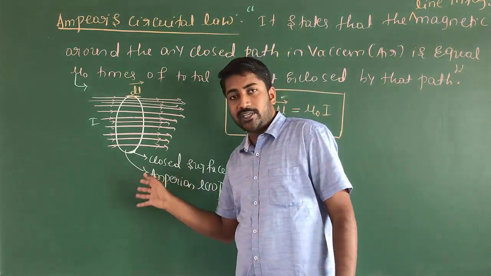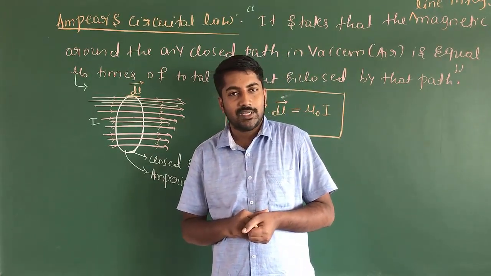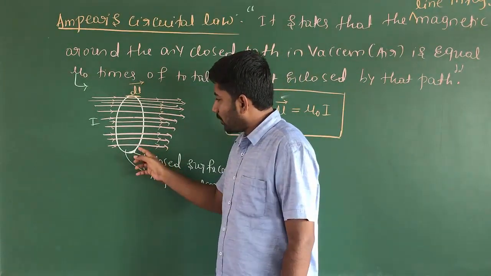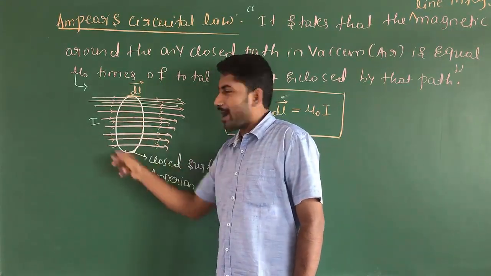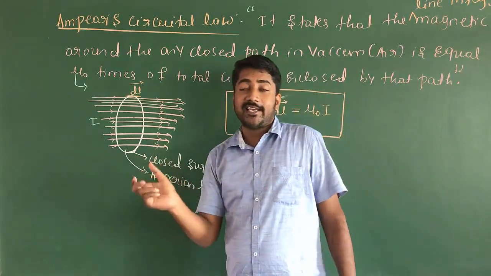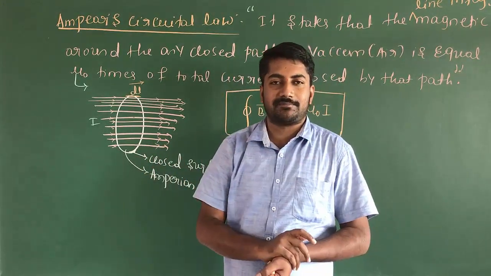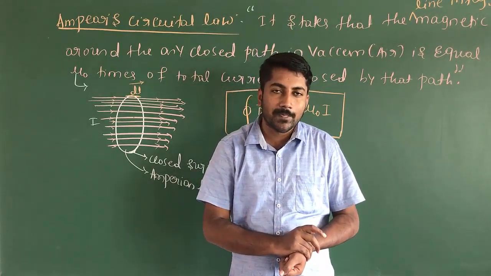It is used in magnetism. Suppose it is called a surface. Now in this condition, I consider this as a loop or closed path. This is called the Amperian loop, and this Amperian loop helps us to study magnetism in the case of Ampere's law.